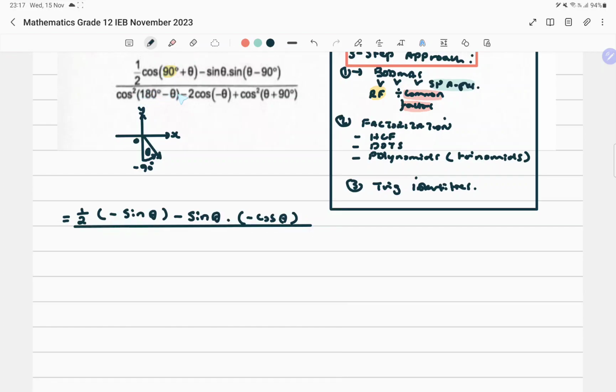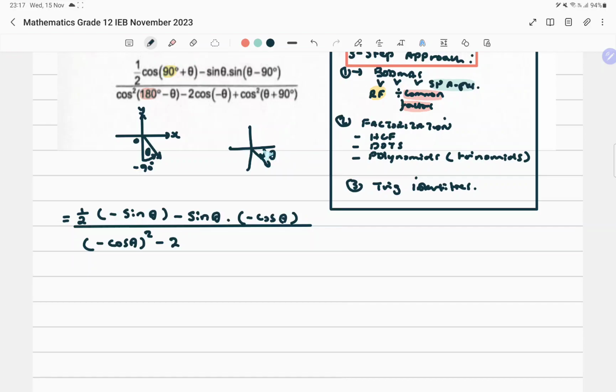We've got cos of 180 minus theta. So once you see 180, you know that same function, nothing changes. But now the problem is that cos in the second quadrant is negative. So this is minus cos theta, but then it's squared. So we're going to square that bracket. Minus 2. Again, cos of a negative angle. This is an angle in the fourth quadrant when we're going clockwise.